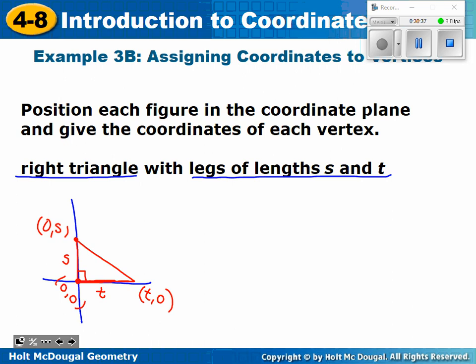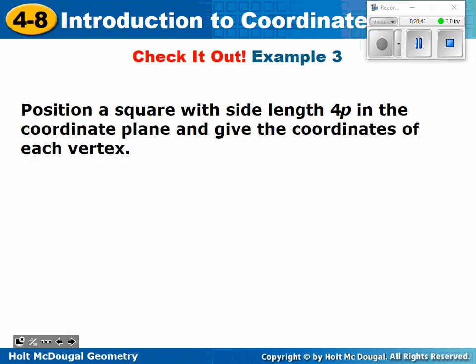Any questions? All right. I think on the back, we'll do this last one, and then we're not going to do the 2 at the bottom. So position a square with side length 4p in the coordinate plane and give the coordinates of each vertex. I'm going to give you about a minute or so. Go ahead, you guys graph it, label it, see what they have up here.